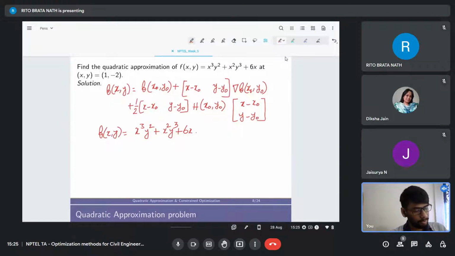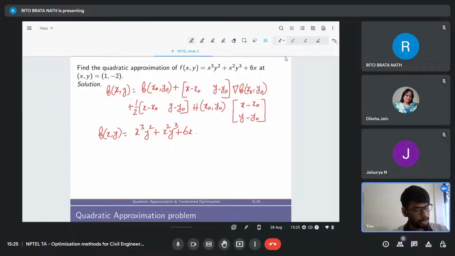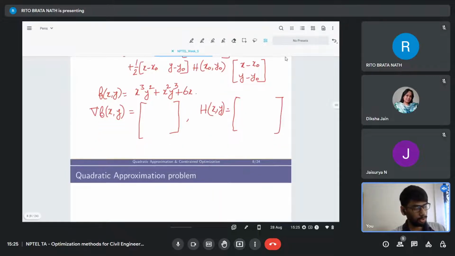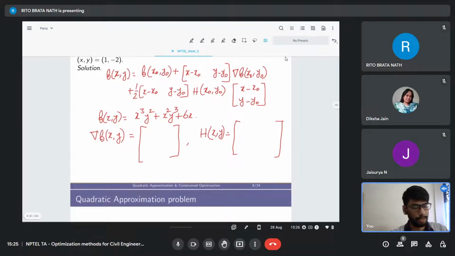Now, what I have to do is find out the gradient at, suppose, this point. So can any one of you tell me the expression of the gradient and the Hessian? I'll put the values later on, but right now I just need to get what will be here and here. So what should be the first term in the gradient function?